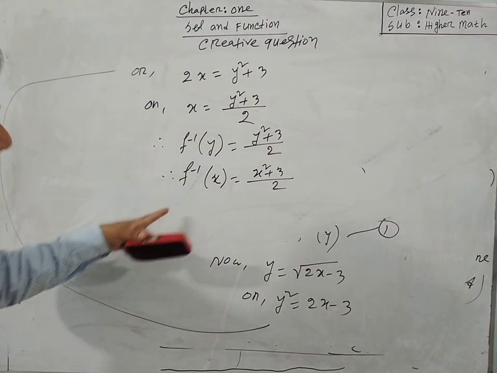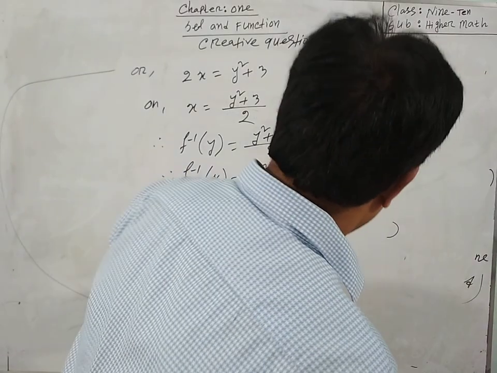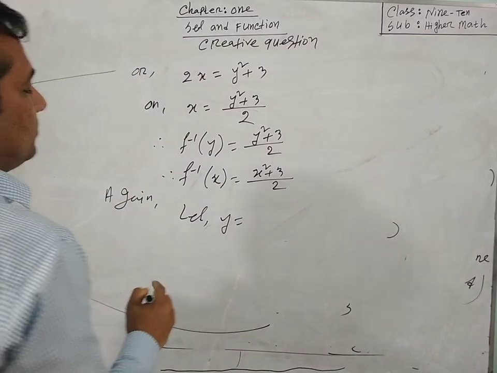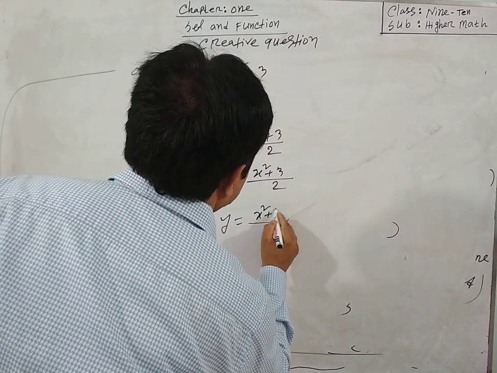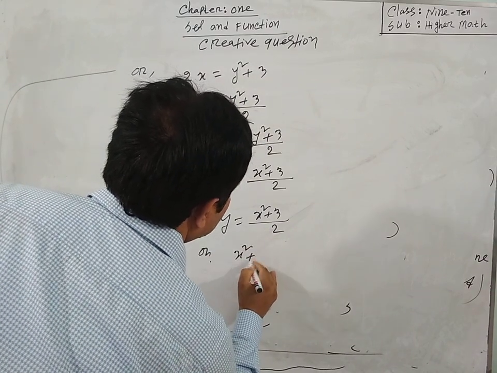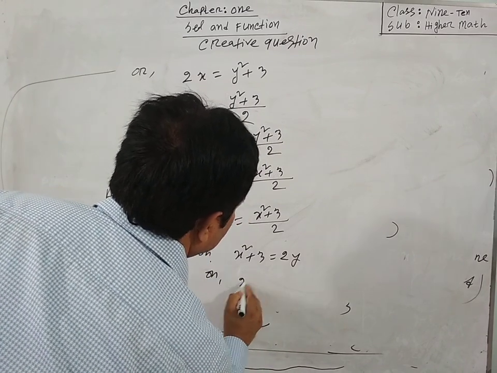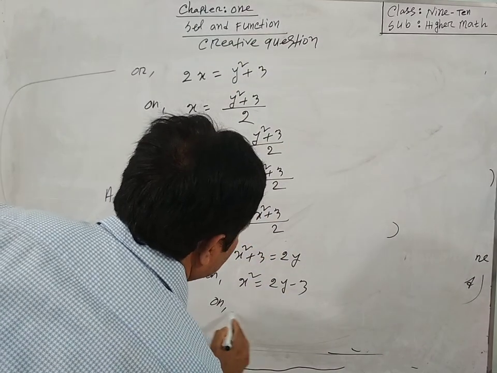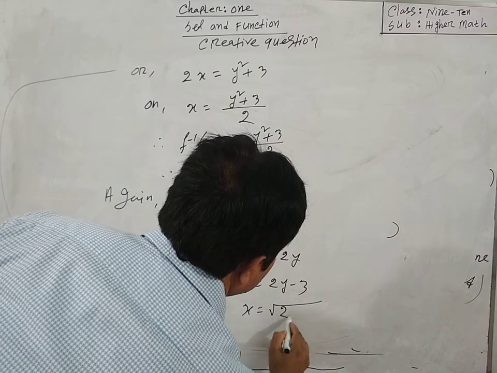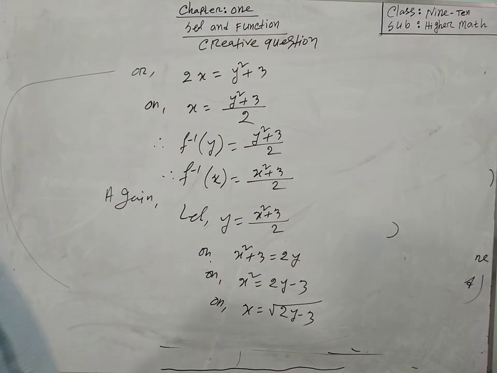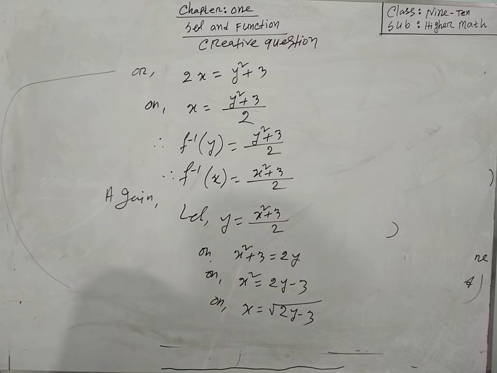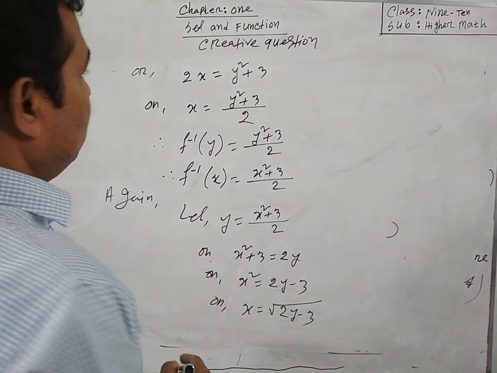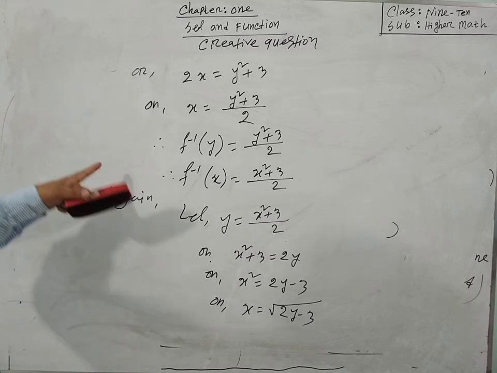We have to find out the range of f inverse x. Again, let y equal x square plus 3 divided by 2, or x square plus 3 equals 2y, or x square equals 2y minus 3, or x equals root over 2y minus 3. Root function. We have to find out the range of root over 2y minus 3. Again, the rules. Write down very quick.